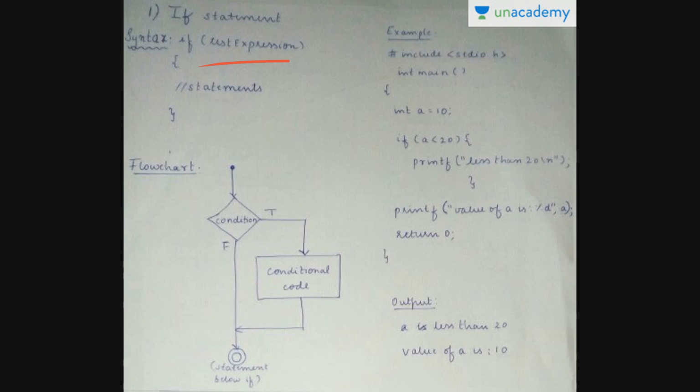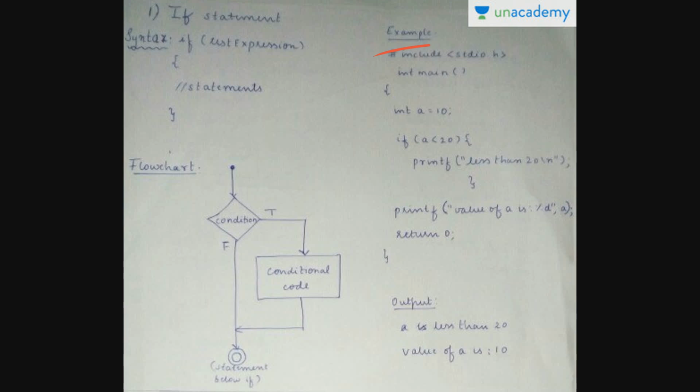So this is the flowchart of the if statement. If the condition is true, then the statements, that is the conditional code, are executed. But if the test expression is false, the statements following the if are executed. So we will see an example program.